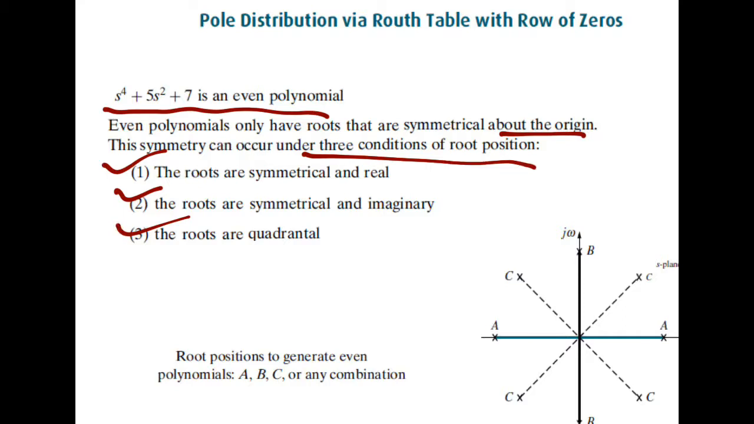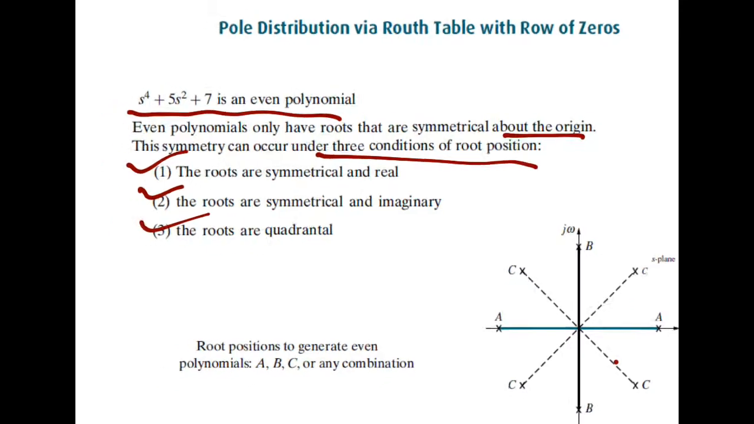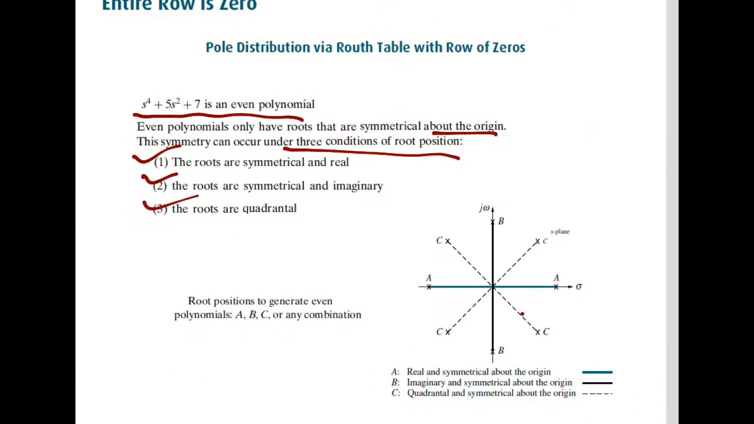So the example of these three cases is shown in this figure. In this case, if the roots are real and symmetric, then we get the roots here, that is A, real and symmetrical about the origin; imaginary and symmetrical about the origin, that is B, this one; and quadrantal and symmetrical about the origin, that is C.